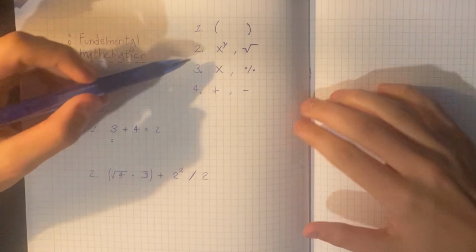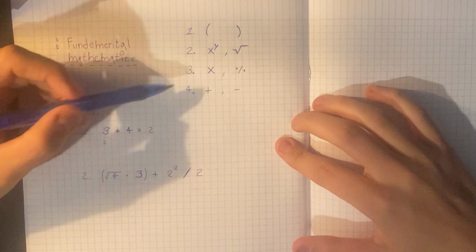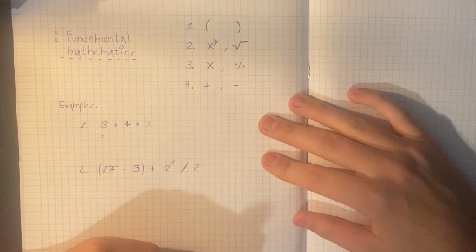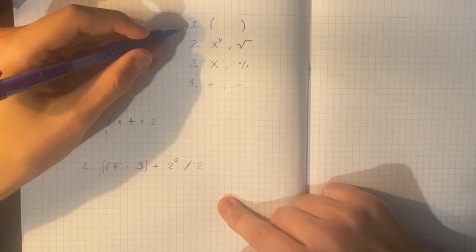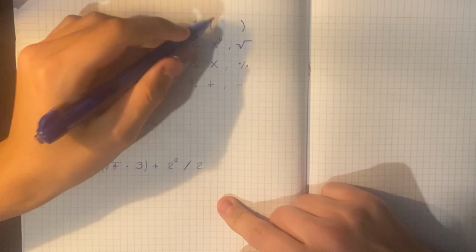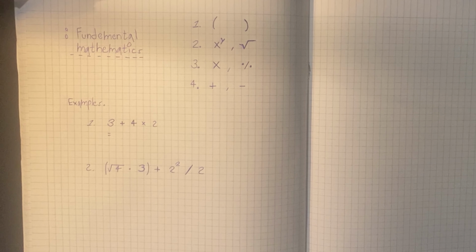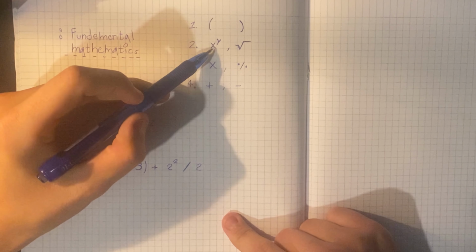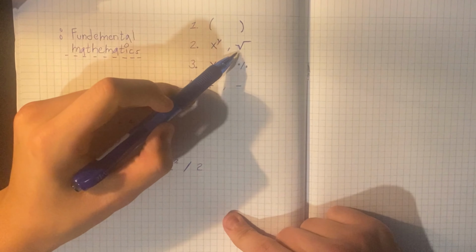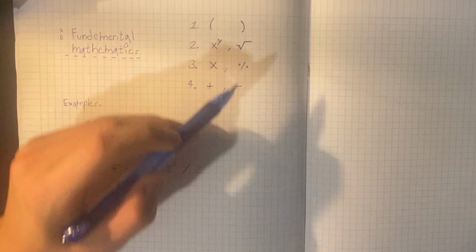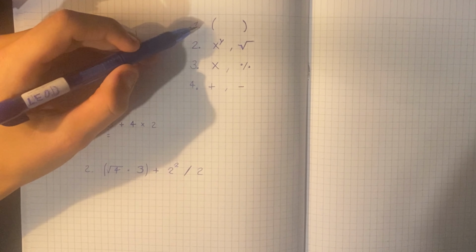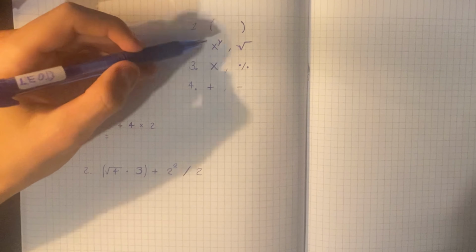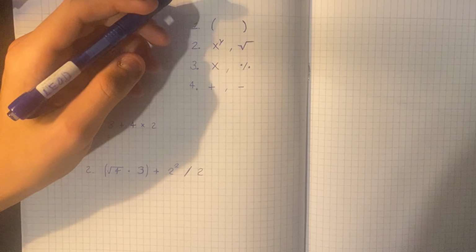I've drawn a little rule here, which states the order in which you're supposed to calculate a formula. The first one is parentheses, which you calculate first, inside of a priority formula in math. The second one is exponents, and then we've got the root of something. So if we've got parentheses, you should prioritize those first, then go over to exponents, and then the root of something.